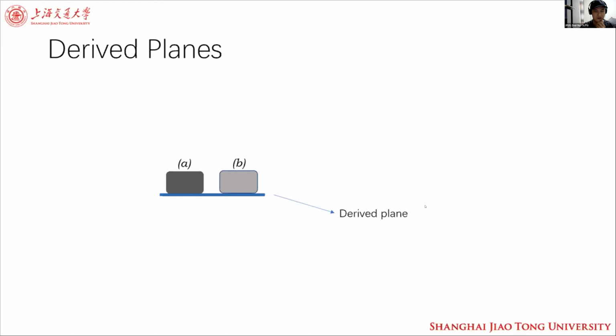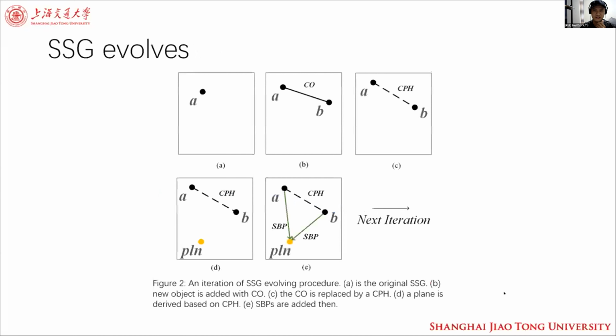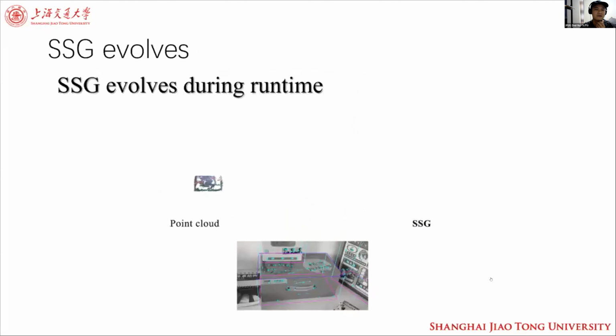And they will be added to the graph as nodes or vertices and have directional relations to those objects. Also, SSG evolves during runtime, and the procedure is demonstrated in figure 3, but I prefer video.